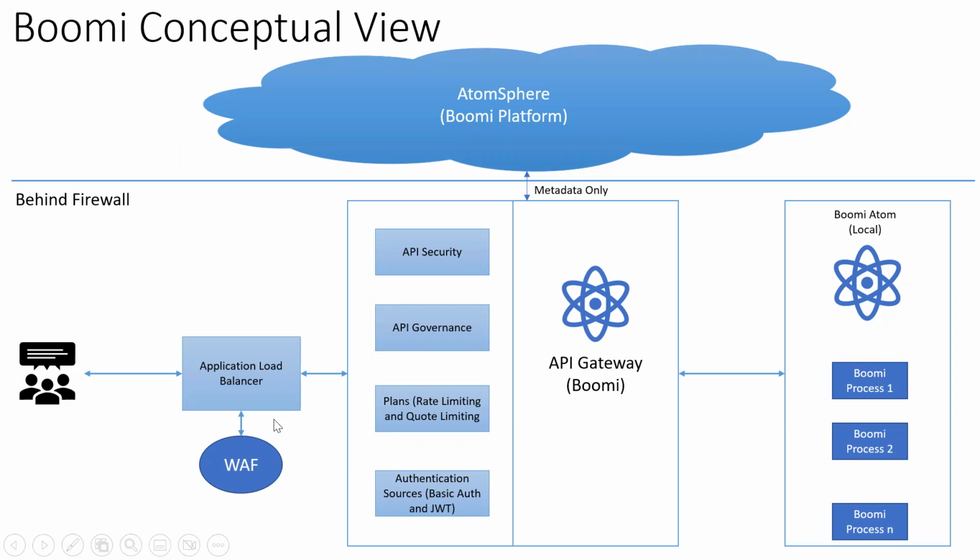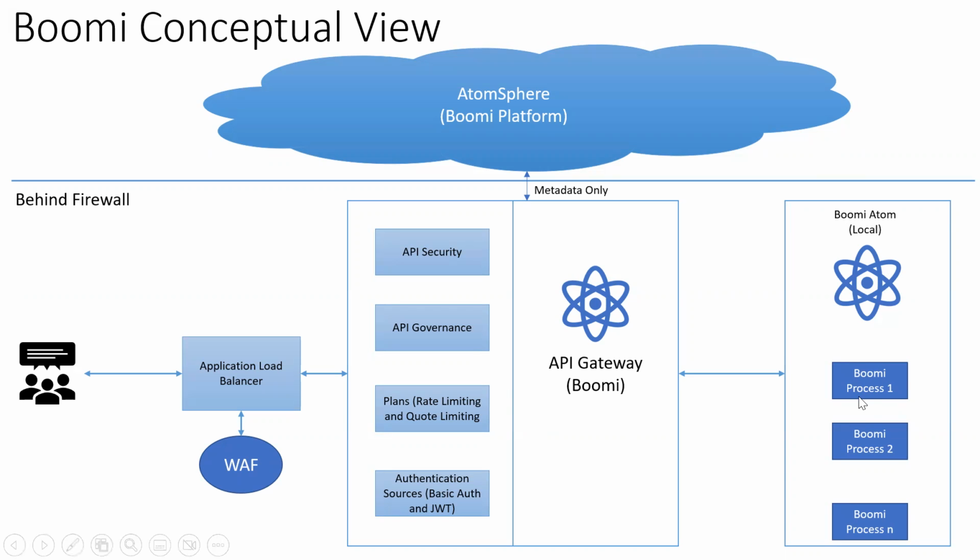You may also have an application load balancer sitting in front of your API gateway, and the client will send a request to the application load balancer. On the load balancer, you may attach a web application firewall to block requests from untrusted sources. Then the request will go to the API gateway, which takes care of security, governance, plans, and the authentication sources. If everything passes, the request will move to the Boomi Atom. It can be a local atom, a molecule, a private atom cloud, or a public atom cloud. You can have an API gateway in front of any atom, basically.